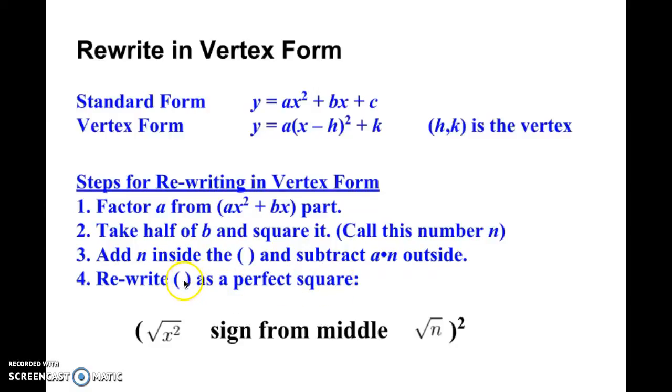In order to rewrite it as a perfect square, since the first term will be x squared, we're going to take the square root of x squared, which is just going to be an x. We're going to take the sign from the middle of what's in the parentheses. And again, I'll show you how to do all of this. And then whatever this n is, we're going to take the square root of it, put all of that in parentheses, and square it. So let's look at a few examples.